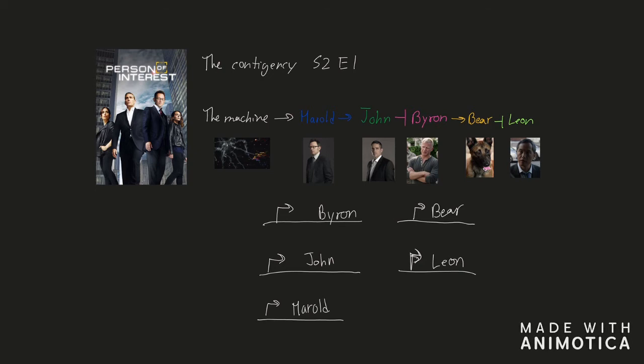I'm going to use Person of Interest, a TV show, to explain how developmental networks work. In this episode, we have to express Leon, or save Leon, from being eaten by Bear. So the way that this works is that the machine contacts Harold, or activates Harold. Harold activates John. John represses Byron, who, if not repressed, would activate Bear, and then Bear would have repressed/eaten Leon.